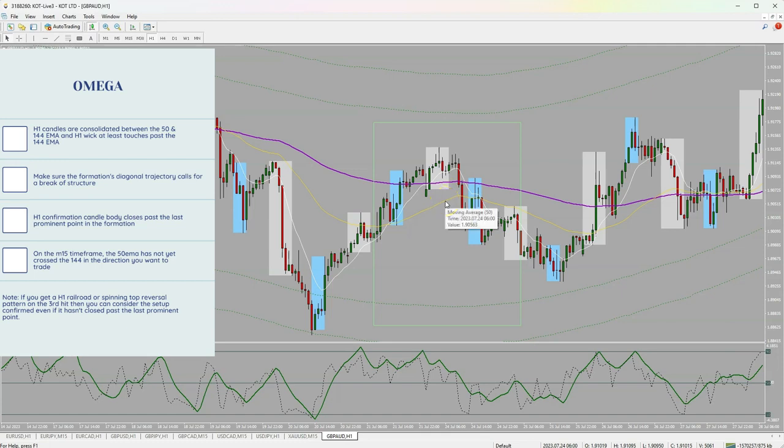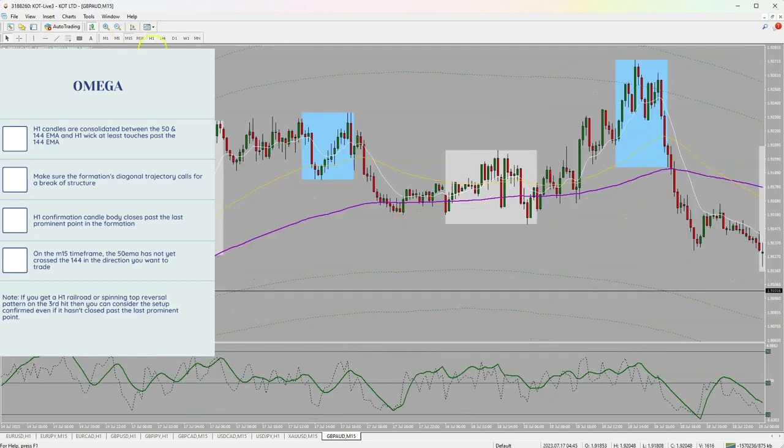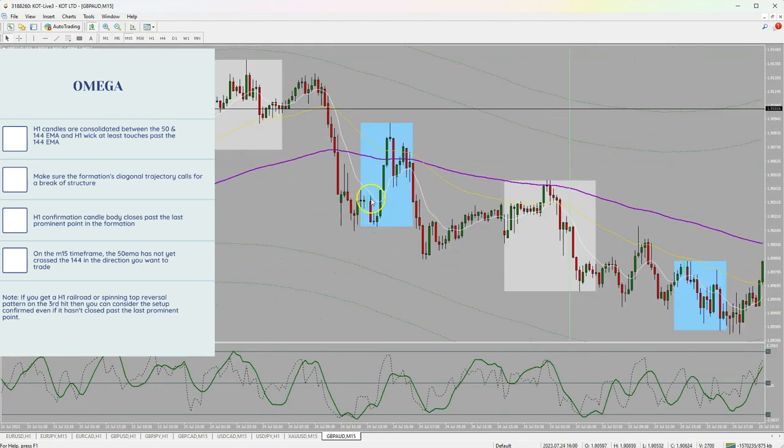But what makes me say, no, I'm gonna go ahead and take the trade is because when my confirmation candle comes down and it closes inside the 50 and 144, between the 50 and 144, I'm kind of like, all right. And everything else meets, like, here's our last prominent point. Boom. The trajectory is good because the trajectory is saying this last prominent point, since we're selling now, is higher than whatever this is right here. So I say the trajectory is good. We got our close past the last prominent point. All I do is go to the 15-minute time frame and I check everything else that I was just saying.